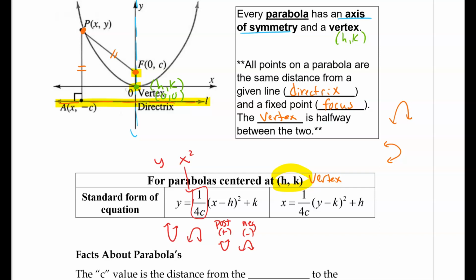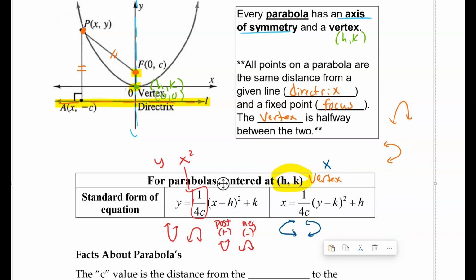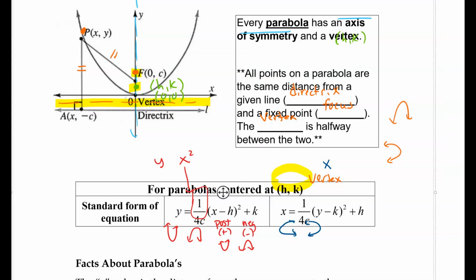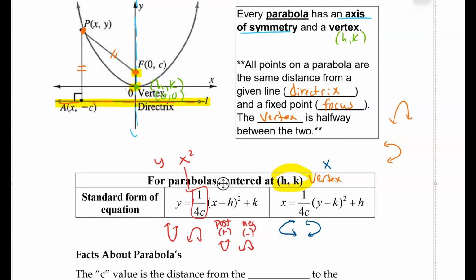So here's the cool thing. If we open to the right, parabola looking this way, or to the left, notice the difference. This time your x is to the first degree, but your y is being squared. So our y term is the one that's being squared.